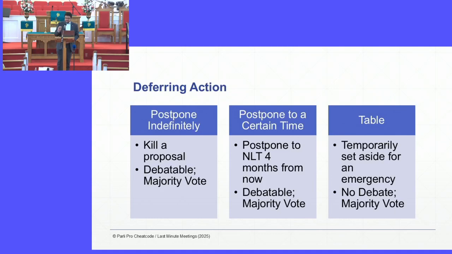Now, if you hear table, and table is one of those motions that gets misused a lot under Roberts, because as we talked about at the beginning, the government will use a different rule book than what we do in Roberts. So in Congress, if you hear, oh, that got tabled, that has a different meaning than what it means for typical organizations that use Roberts Rules of Order.